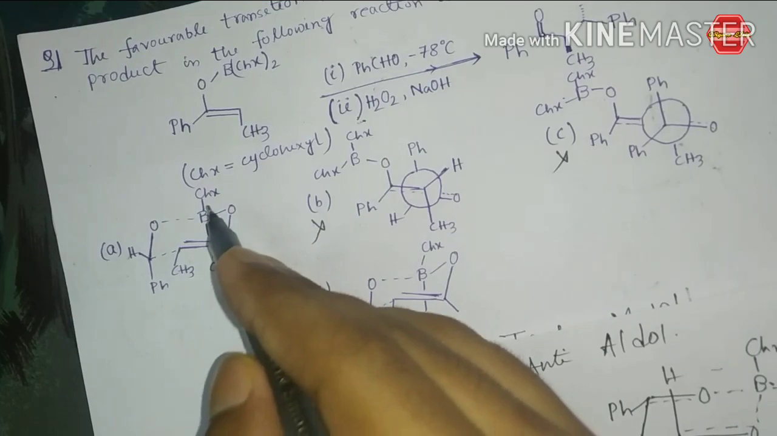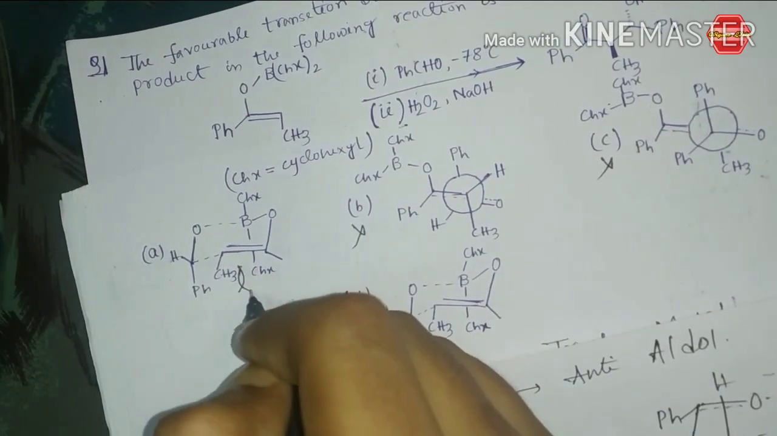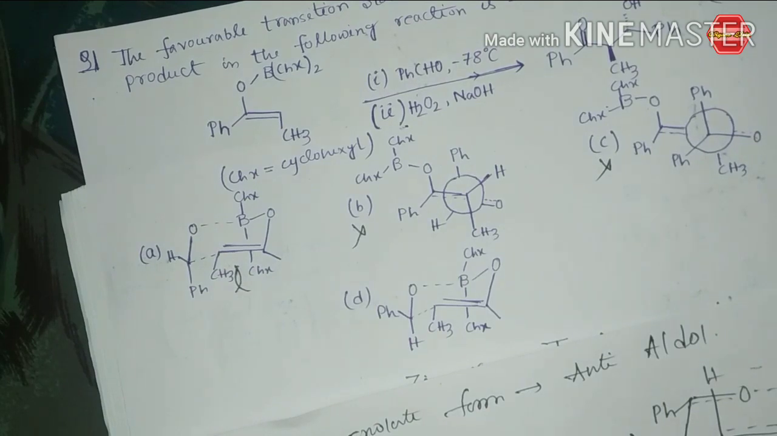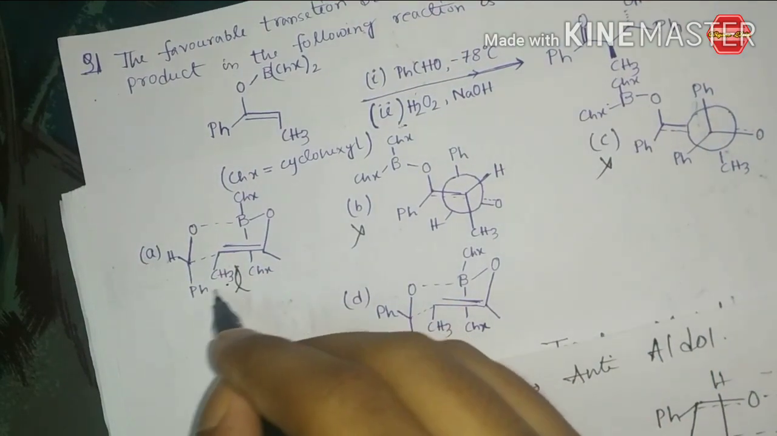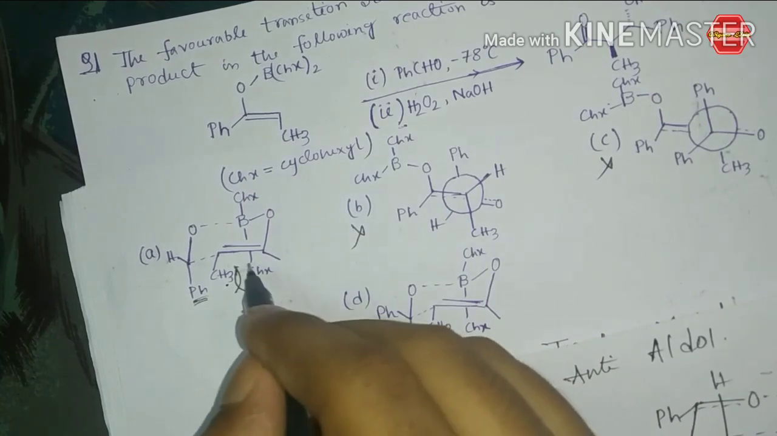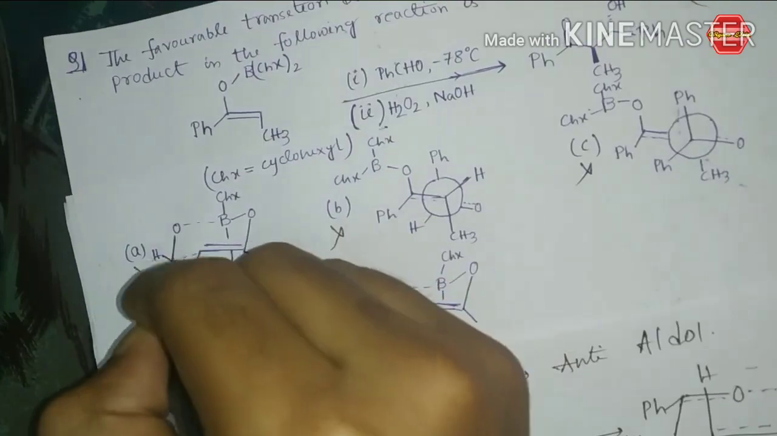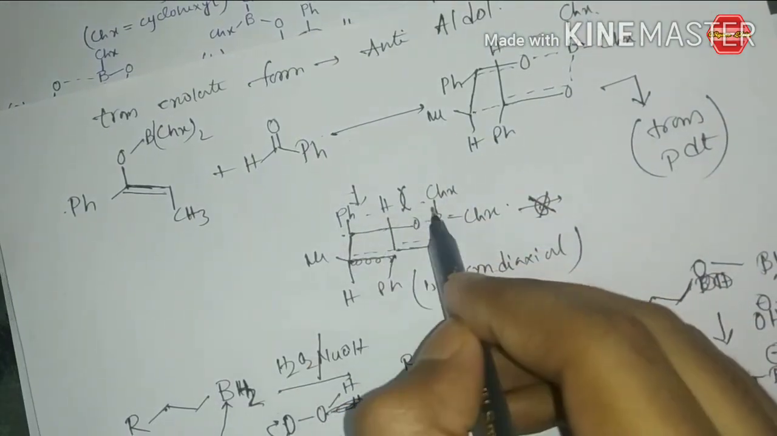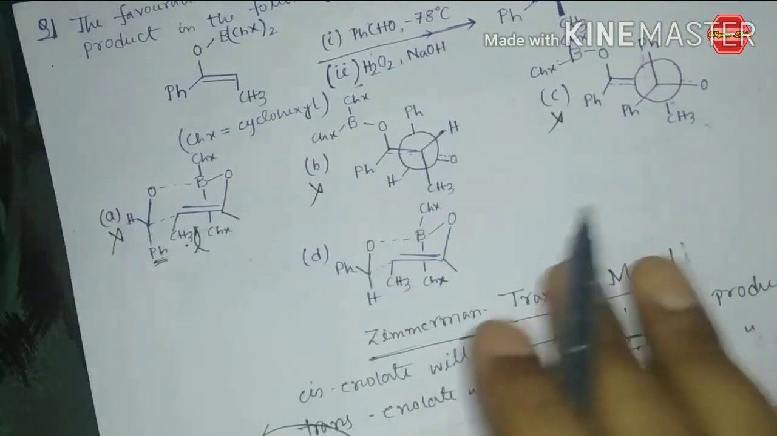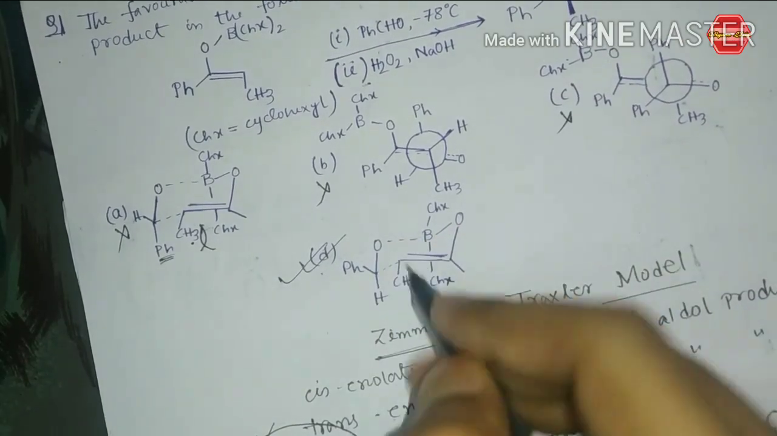So here we can see there is a strong interaction between these two because of this Ph in axial and this CHX group. And so this cannot be your option, just because we have seen that here this 1,3-diaxial interaction is present, so this cannot be your option. And so there is only one option left, that is D. So this is your final and correct option.